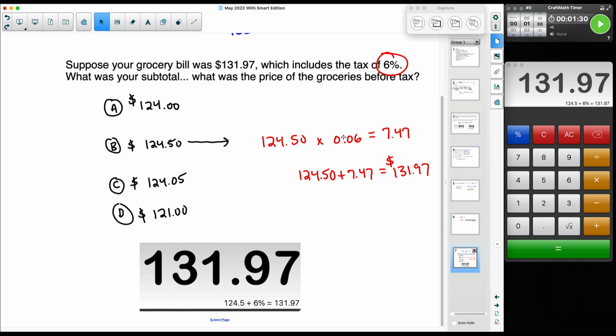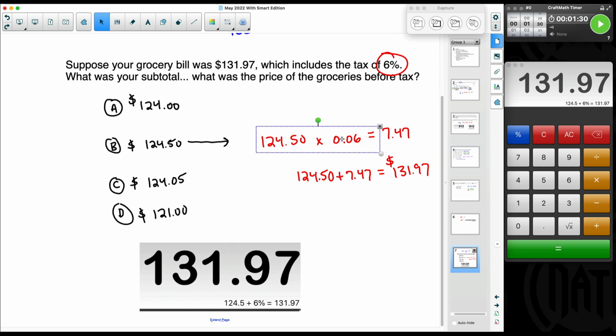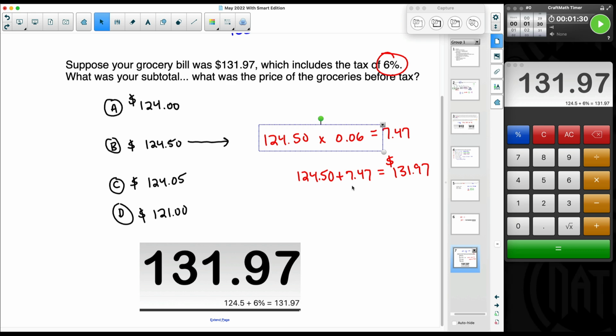You don't have to find 6% first and then add it on, though you can always do that still. That works on any calculator. I don't care what you're dealing with. You can always do it the way I did it here.